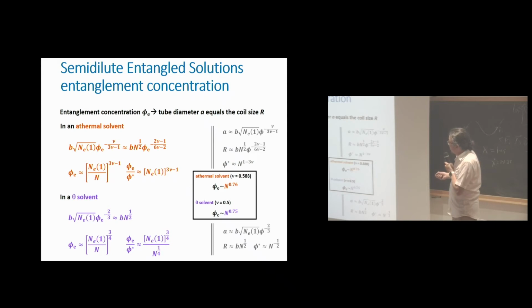Okay, so then we can determine the entanglement concentration where you start to have entanglement and you can start to define tube diameter. So this is the concentration where tube diameter equals the coil size. You know their concentration dependence here, so this is A and this is R in the case of a thermal solvent. So we can calculate phi E as a function of NE1 and N. And again, N can be replaced by phi star, the overlap concentration, to find this relatively simple relation in the thermal solvent limit.